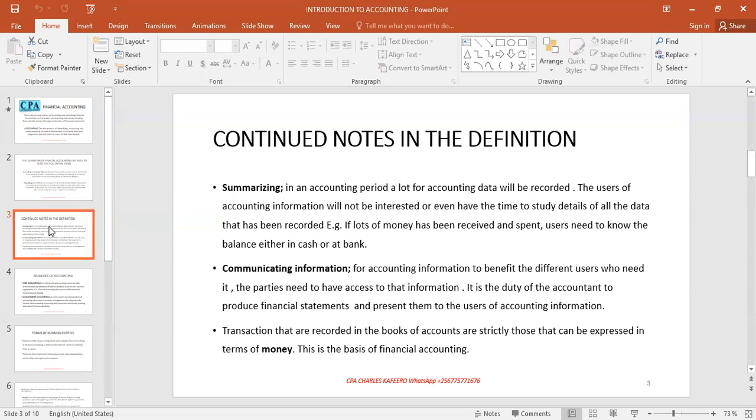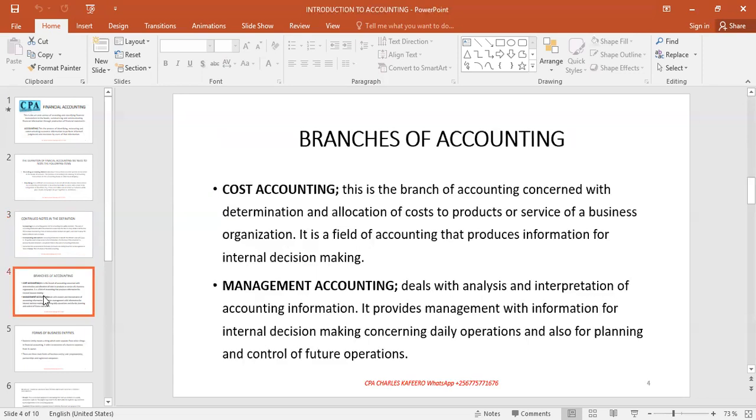Having known the definition of financial accounting, allow me to proceed to the branches of accounting. Remember, we said financial accounting is one of the branches of accounting. So the other two branches of accounting are cost accounting and management accounting. Sometimes they combine them, but they are a bit different, though they are a bit similar, and they have their differences.